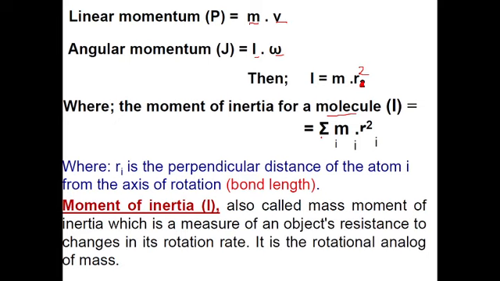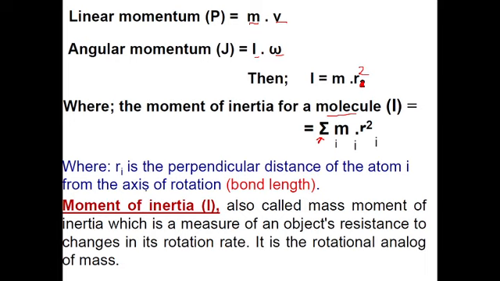Here the summation sign is for what? Because every atom in the molecule has a moment of inertia, and that's why we have to write the summation sign here. We have to sum the moments of inertia of each atom which is present in the molecule.